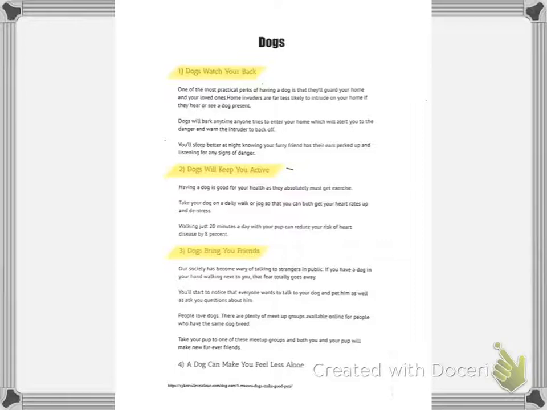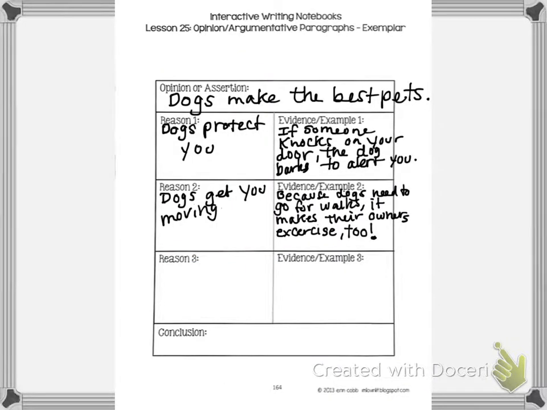I said, oh yeah, a dog brings you friends. Our society has become wary, that means kind of like scared, of talking to strangers in public. If you have a dog in your hand walking next to you, that fear totally goes away. You'll start to notice that everyone wants to talk to your dog and pet him, as well as ask you questions about him. Let's see, what kind of question might they ask you? Maybe, oh, what kind of dog is this? How old is your dog? How did you train your dog to do that? Those are all questions that they might ask you about your cute dog that you're walking on a leash.